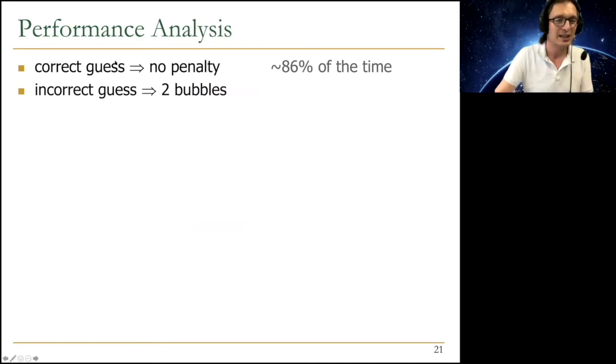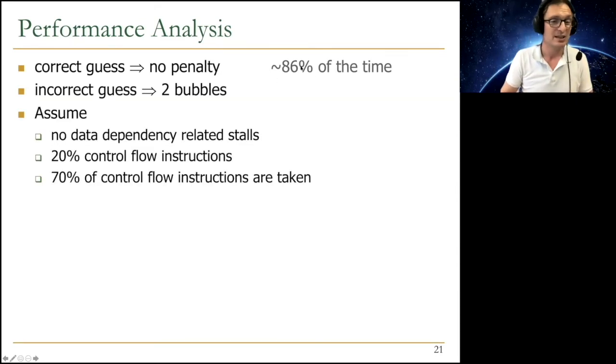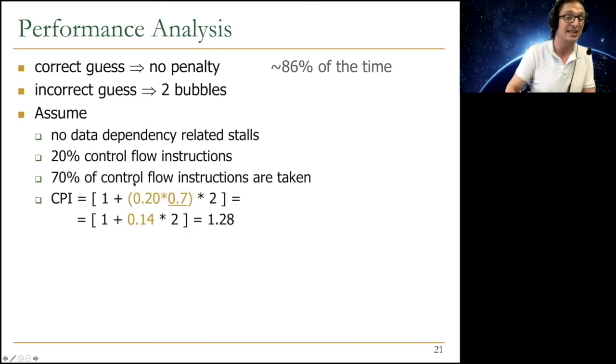Very simple. Correct guess, no penalty. Incorrect guess, 2 bubbles. Let's assume that our correct guess is 86% of the time, and assume that we don't have data dependency related stalls. 20% of instructions are control flow instructions. 70% of control flow instructions are taken.